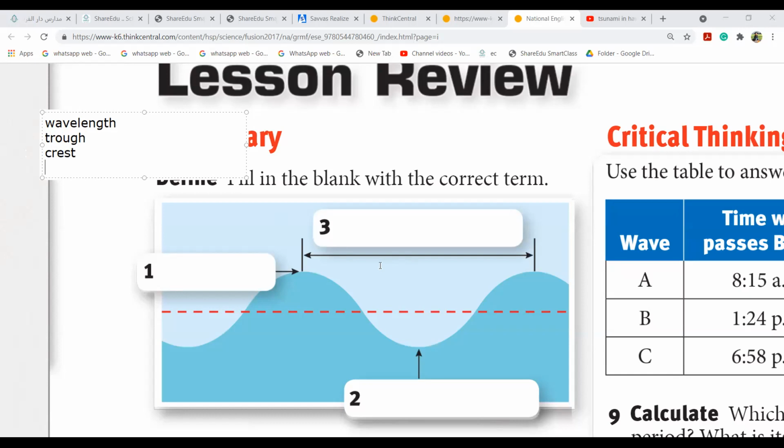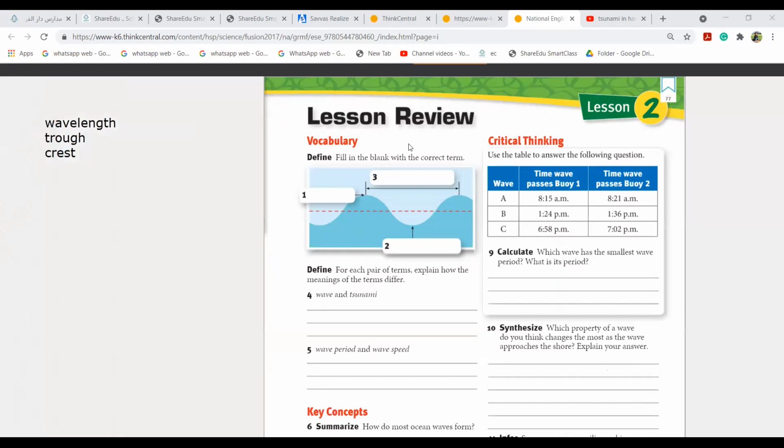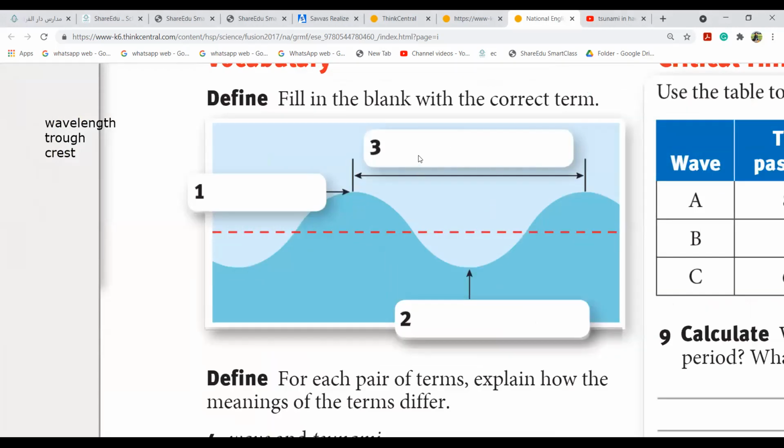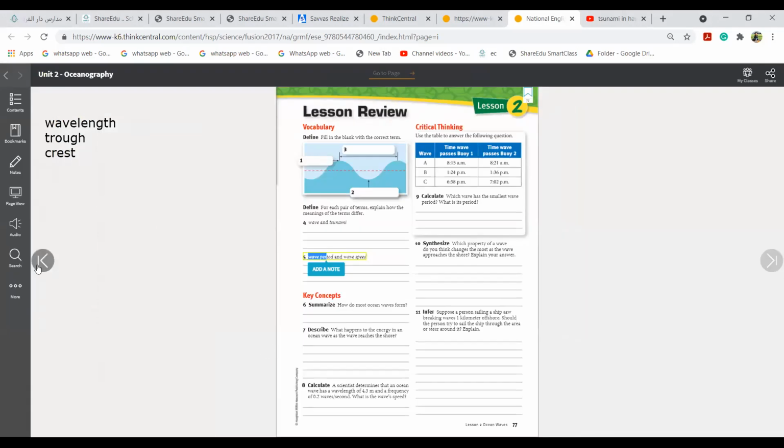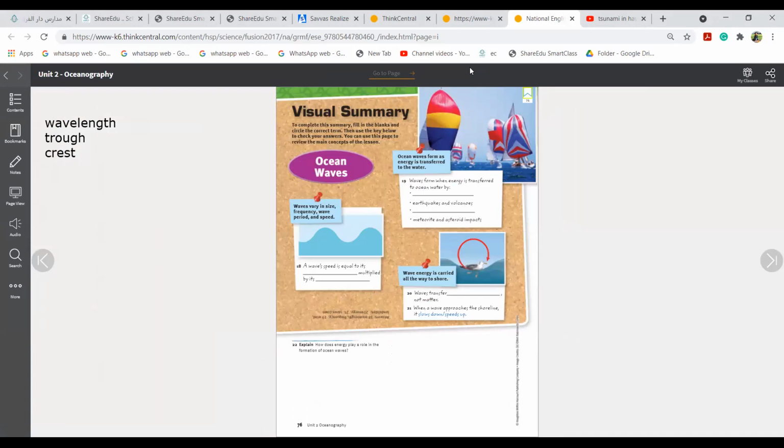What is number three, Noor? Number three. Wavelengths. Yes. And number two is trough. Okay. So this is the most important thing what you have to learn in this lesson is about these three things. You must know what is a wave and what is a tsunami. What is a wave period? Again, wave period, when you multiply this wavelength to frequency, you get a wave period. That is a wave speed. I think wave speed. Yes, that is a wave speed.